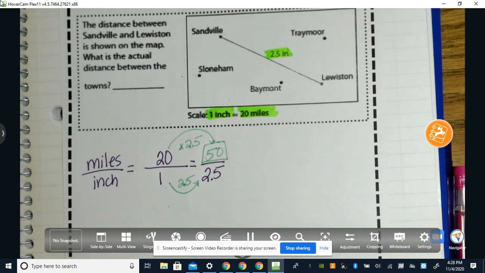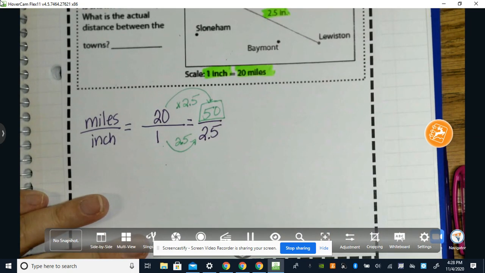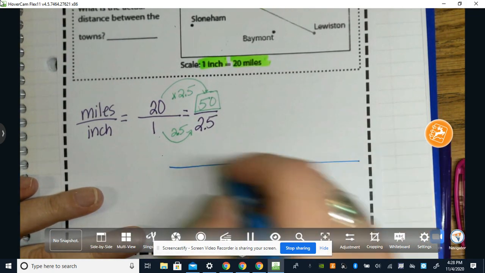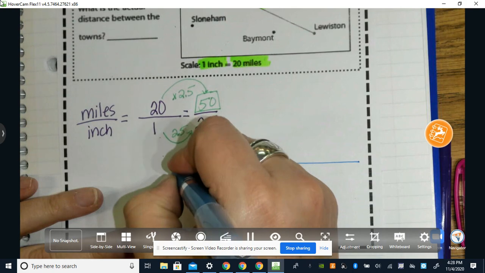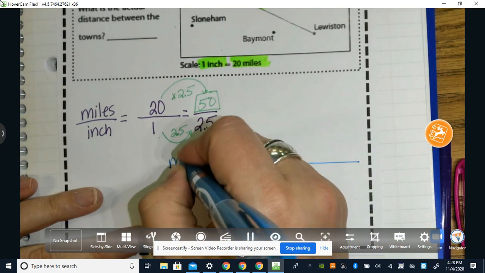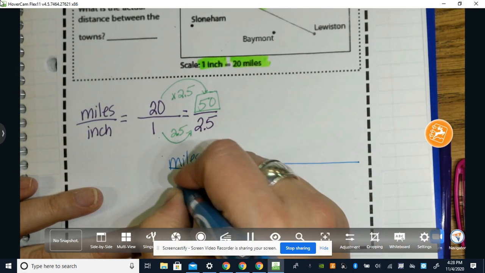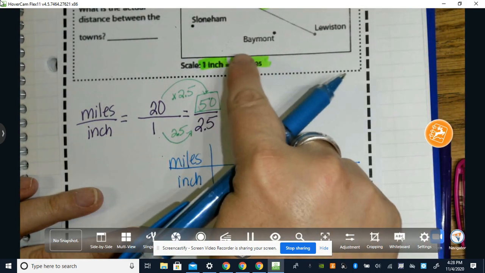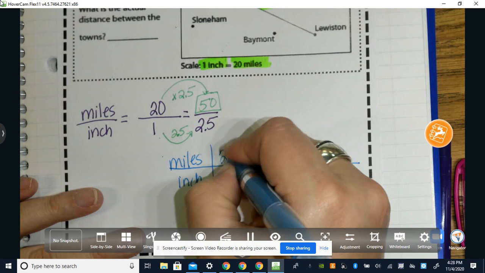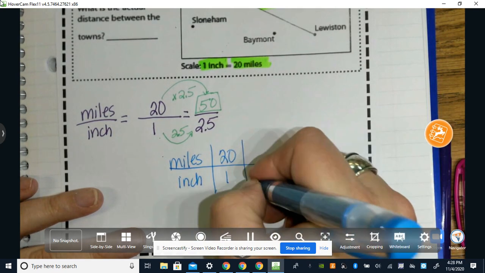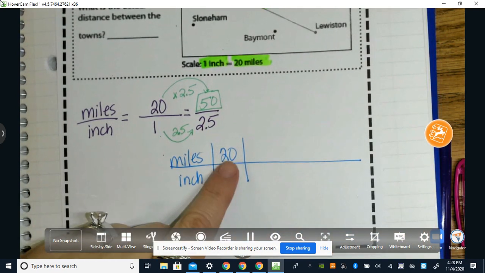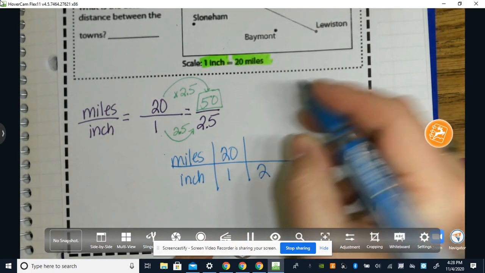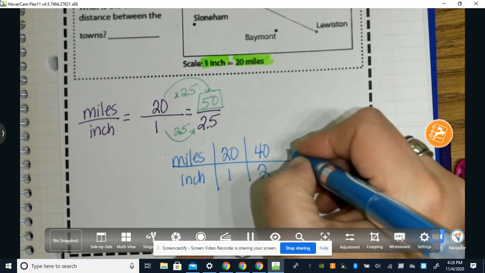Let's look at another way. Another way I'm going to do is make a table. This is kind of like what we did in our last unit. I'm going to draw a straight line out. It's going to be an easy table. Miles on top, inches on bottom. So I know for a fact 20 miles for 1 inch. Well, if I double that, I get 2 inches, and that would be 40 miles.